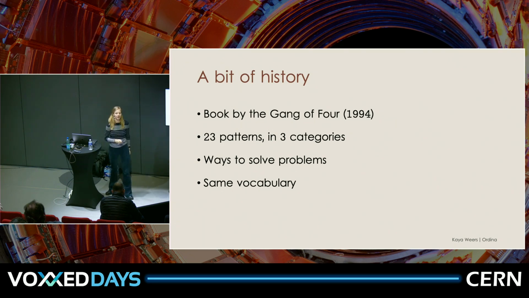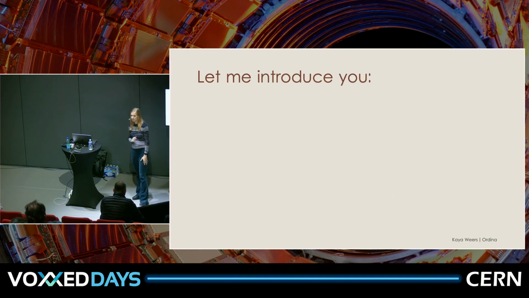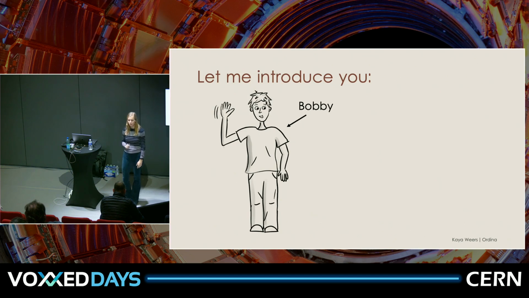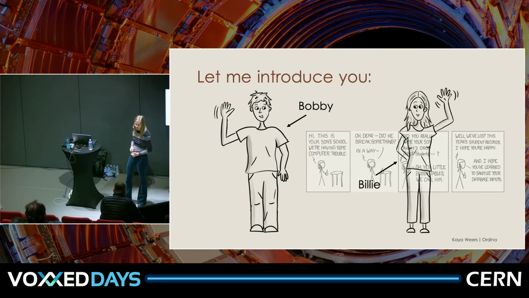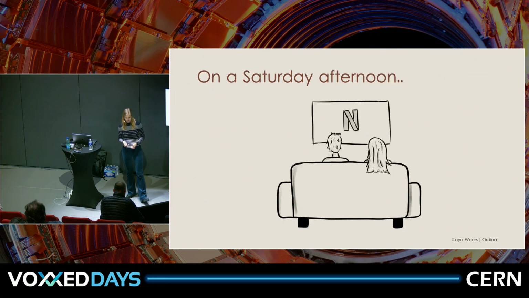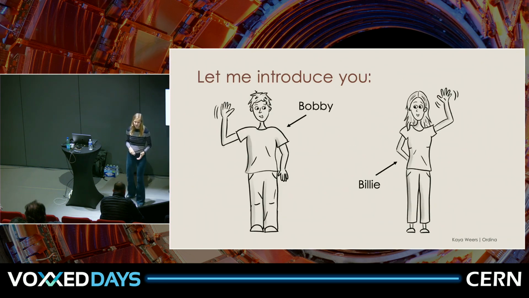So before we finally go to that supermarket, I have to introduce you to two people. First of all, this is Bobby. You might know Bobby from Bobby Little Tables. And Bobby also has a friend, Billie. So this is Bobby and Billie, and we will follow them today.